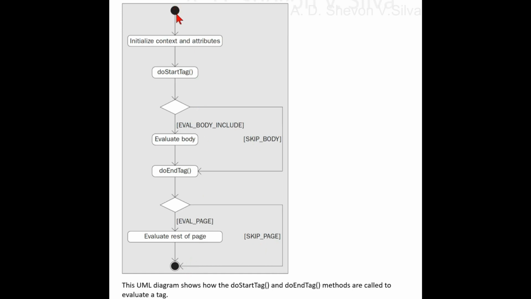Here, start is connected to initialize context and attributes. It is connected to the doStartTag method, and then it's connected to evaluate body via EVAL_BODY_INCLUDE, and evaluate body is connected to the doEndTag method. The doStartTag method is connected to the doEndTag method by SKIP_BODY. From doEndTag it's connected to evaluate the rest of the page via EVAL_PAGE, and then it's connected to end, and here doEndTag is connected to end via SKIP_PAGE.